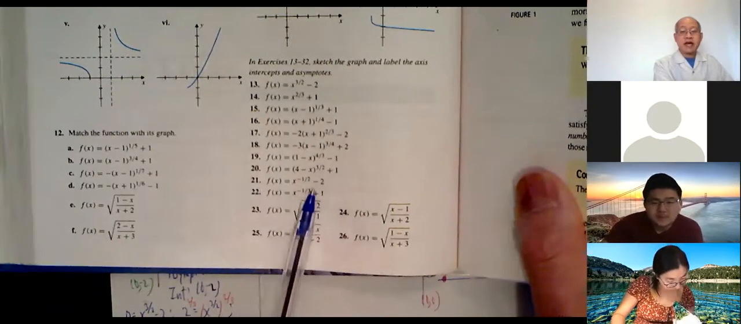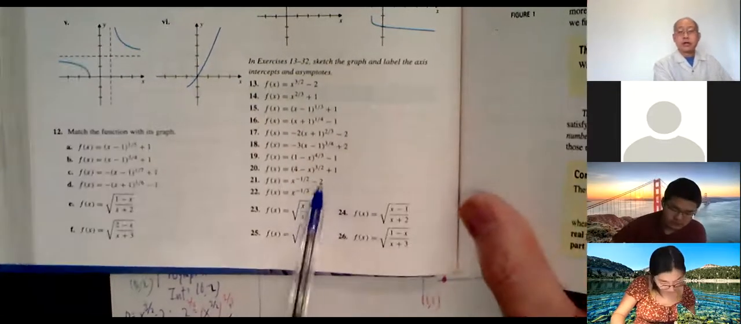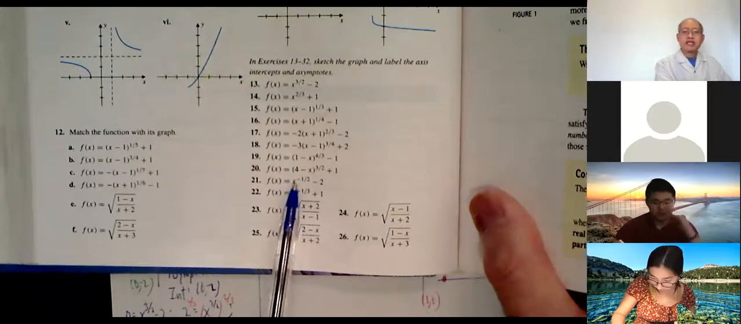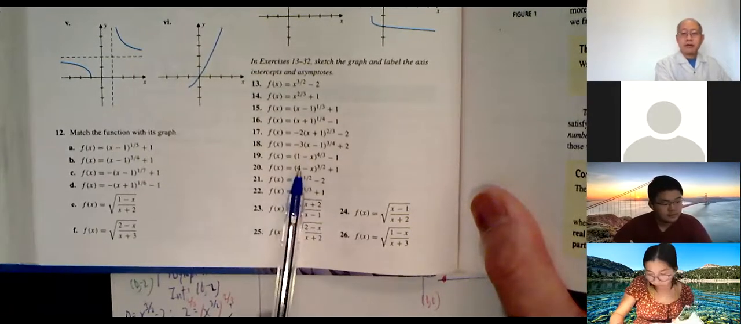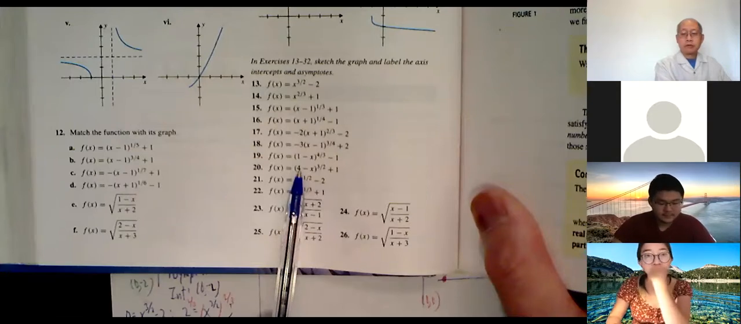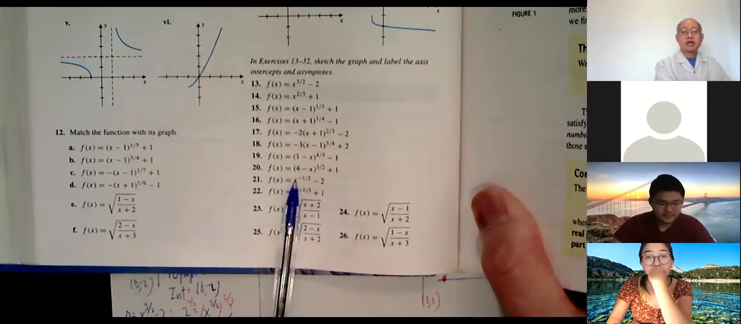X to the -1/2 minus 2. Something to keep in mind. What does x to the -1/2 mean? 1/2 means square root, and the negative means put it in the denominator.